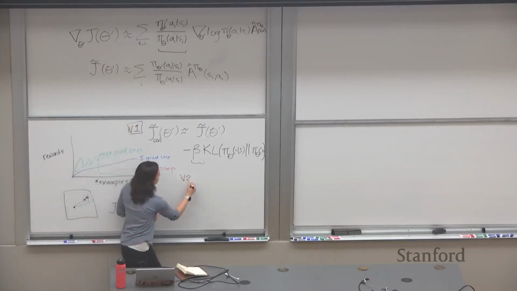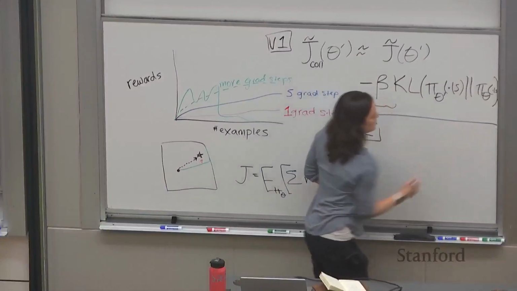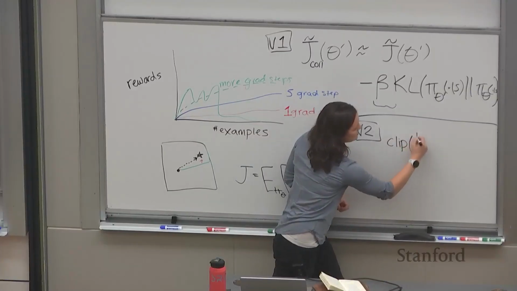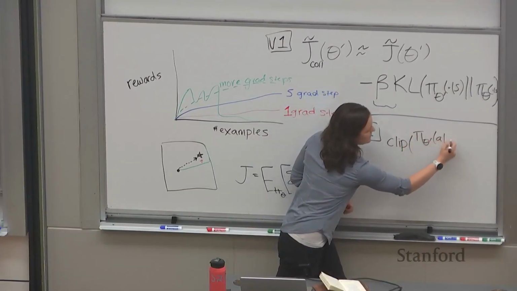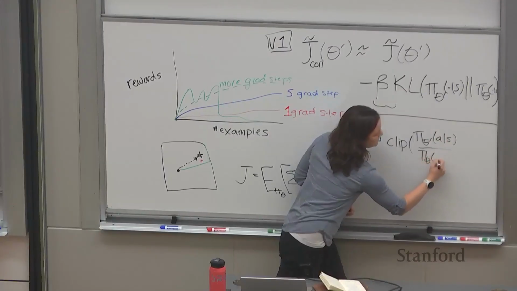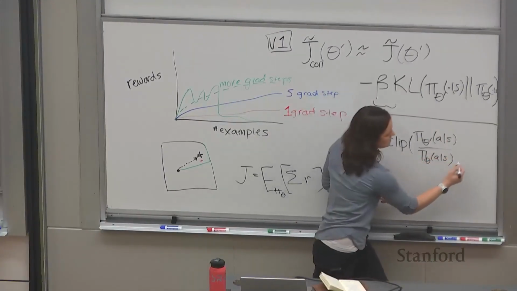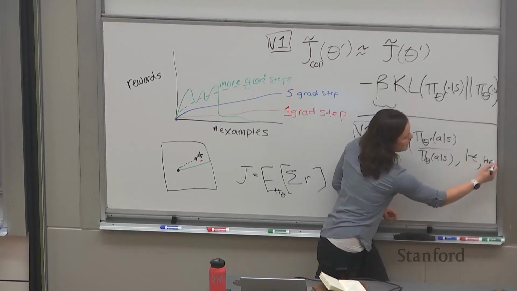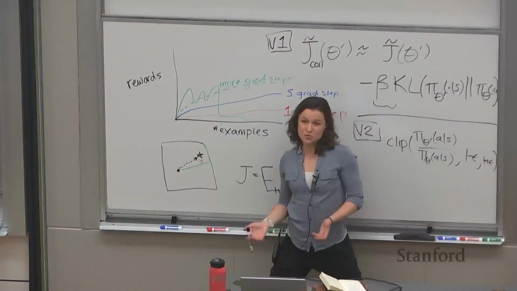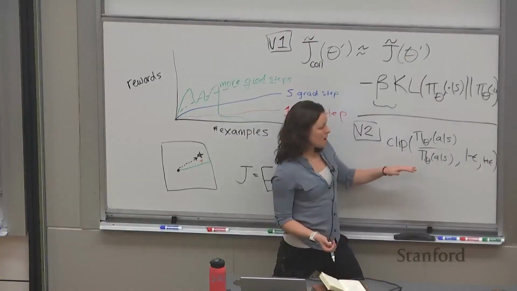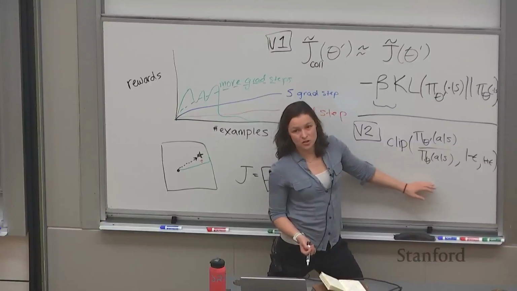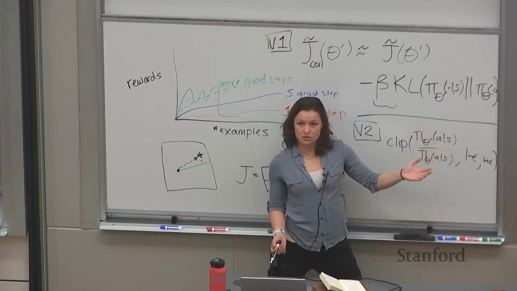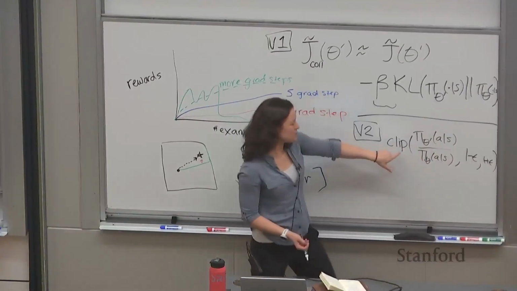What version 2 would look like is we would be taking these importance weights, pi theta prime divided by pi theta, and clipping them to be between some lower value 1 minus epsilon and some higher value 1 plus epsilon. Epsilon could be something like 0.2. So if it goes below 0.8, it'll just be 0.8, and if it goes above 1.2, we're just going to leave it as 1.2.